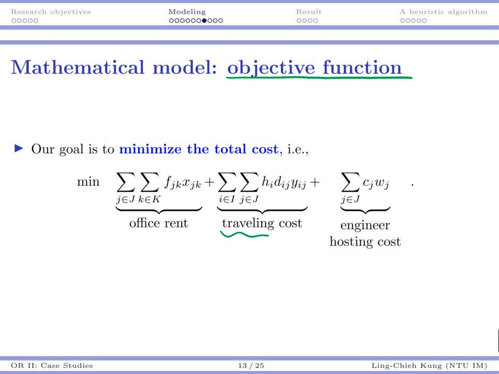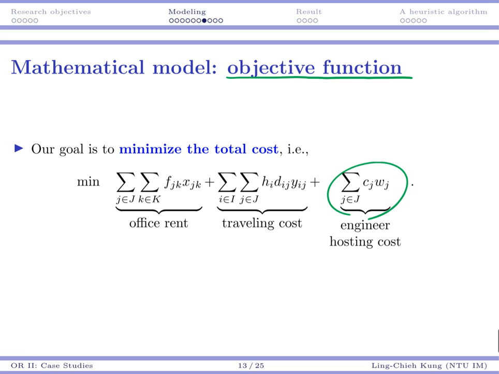And then for traveling cost, whenever you see a pair ij such that y_ij is 1, that means you assign customer i to facility j, and then you need to travel h_i that many times, and for each trip, you pay d_ij as the service cost. So the sum of all these things is the total service cost we pay for all customers.